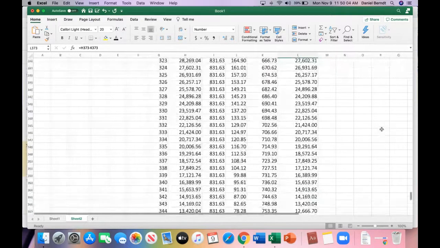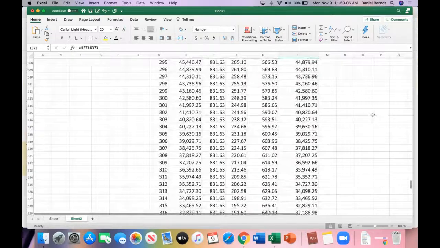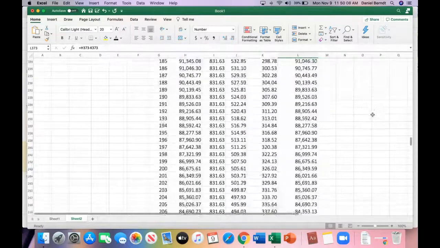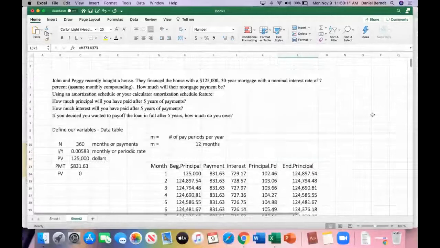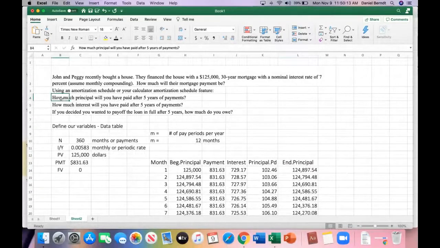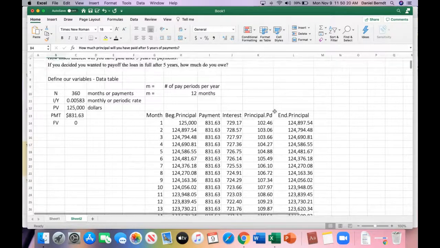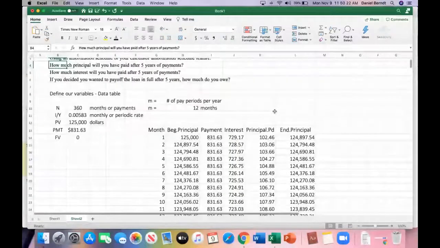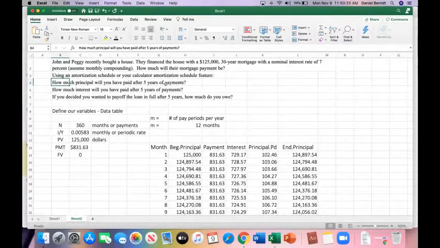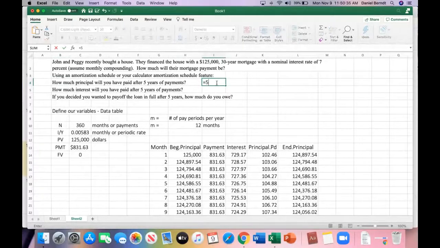Okay, and then the question, so now we've created our amortization schedule. And let's go back to our question. So our question says, how much principal will you have paid after 5 years of payments? So it wants to know how much principal has been paid. So I'm just going to come right over here. Now remember, it says 5 years, not 5 payments, 5 years of payments. And our payments are not in years, they're in months. So it's asking about 5 years times 12 payments a year.